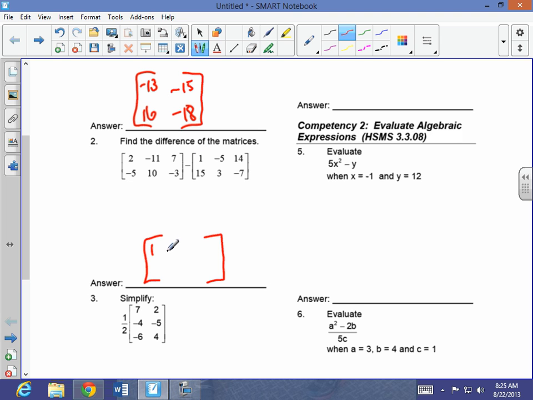That becomes plus negative 6. 7 minus 14, negative 7. Negative 5 minus 15. See, negative 5 and minus 15, the signs are now the same. Negative 20. 10 minus 3, 7. Negative 3 minus 7, so that's negative 3 plus 7, which is a positive 4.